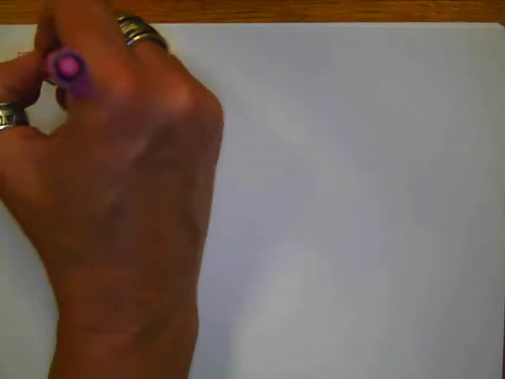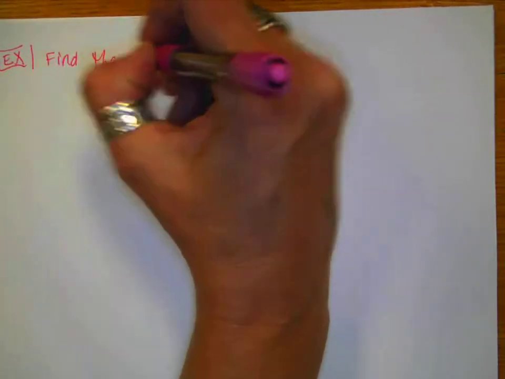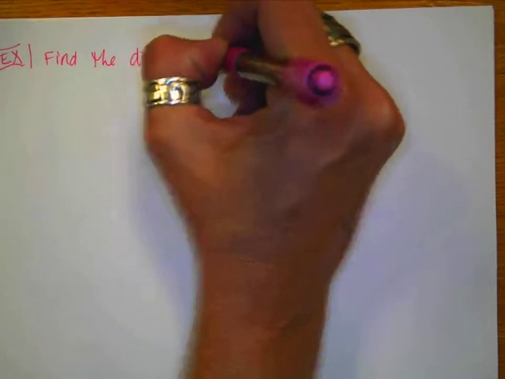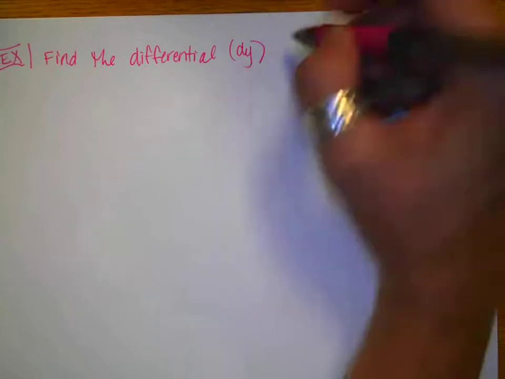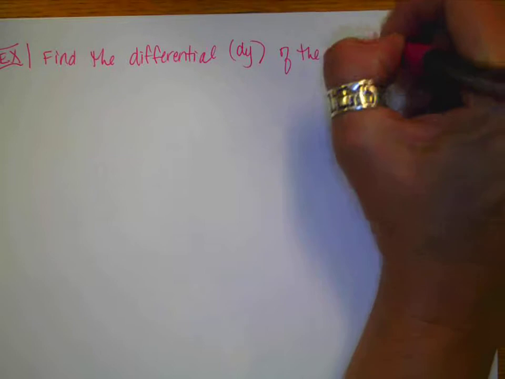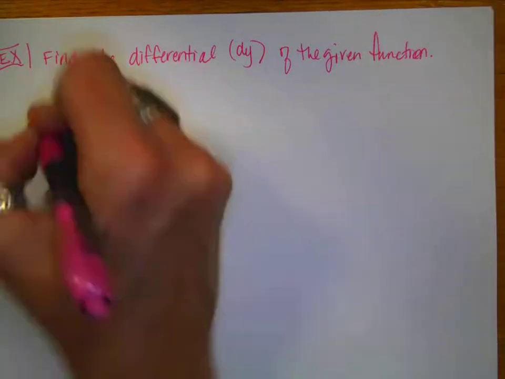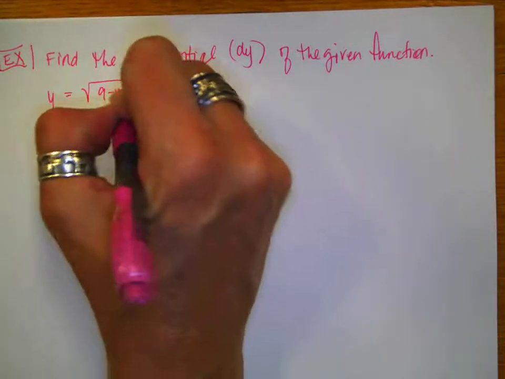Alrighty, sometimes we see problems and all they want us to do is find the differential using the given function. So this example says find the differential, and we're almost done, you lucky dogs, differential dy, putting that there just so you know what they're talking about, of the given function. And all of my pens are dying. I need to go shopping.